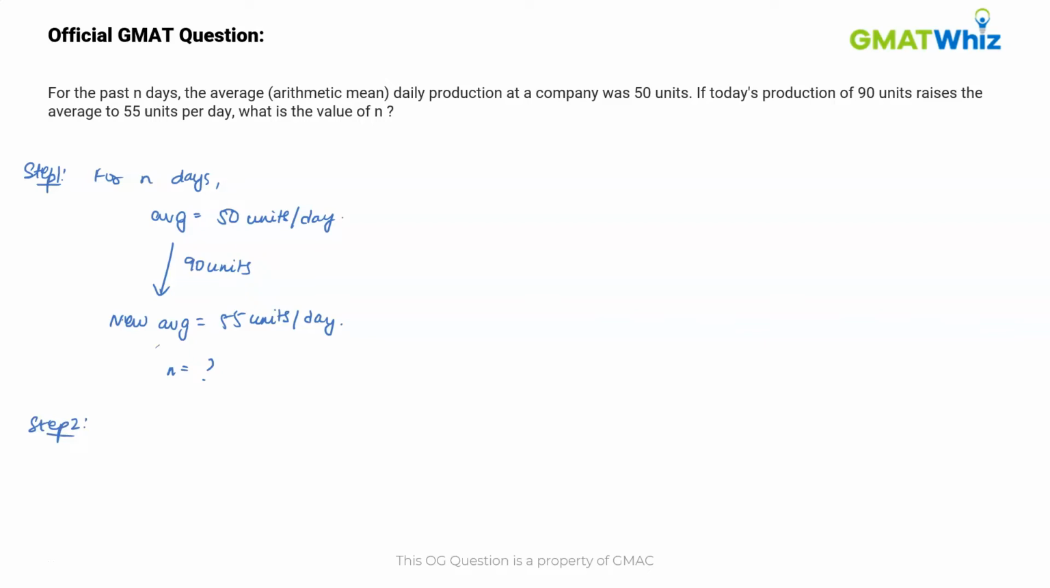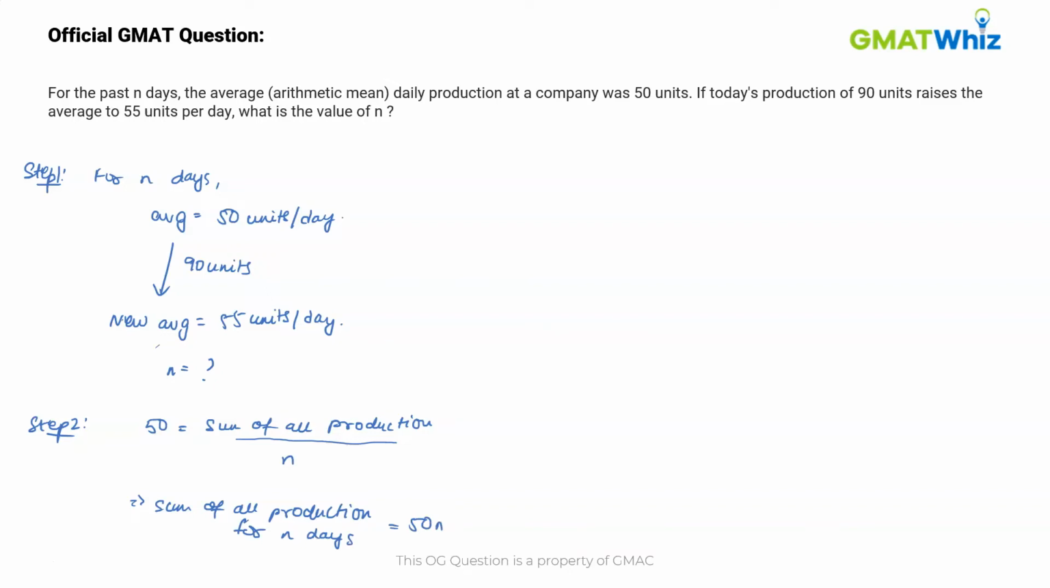So initially, when the average was 50, the sum of all production divided by n will give us the sum of all production for n days, which will be equal to 50 times n or 50n.